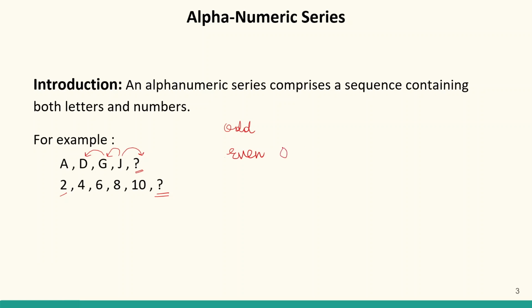Even numbers are 0, 2, 4, 6, 8, and so on. These are called even numbers. And what are odd numbers? Odd numbers start from 1, 3, 5, 7, and so on. So in this question, we can see that this is an even number series, right? So 2, then 4, then 6, then 8, then 10. So I can say that 2 plus 2 equals 4. 4 plus 2 equals 6.